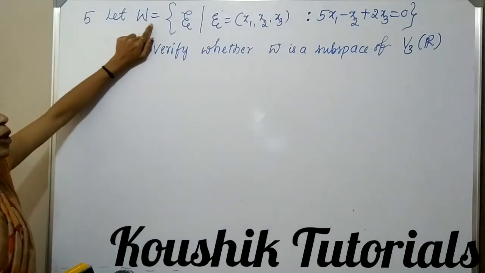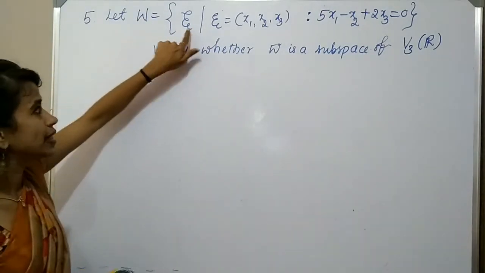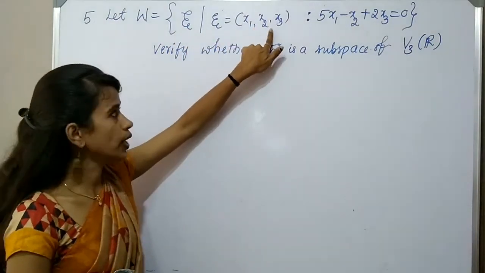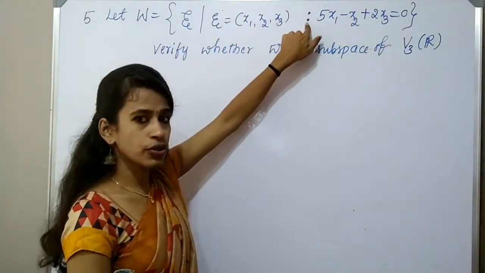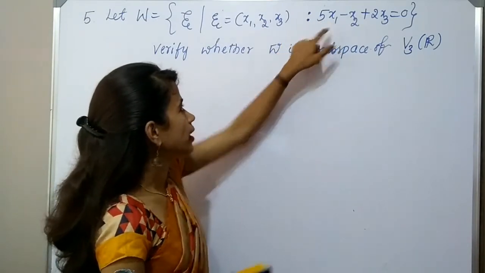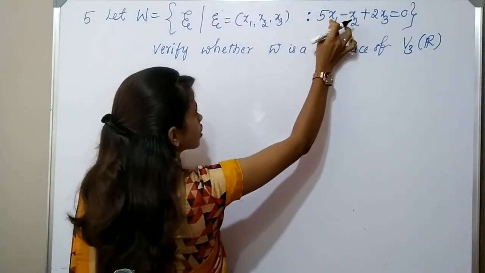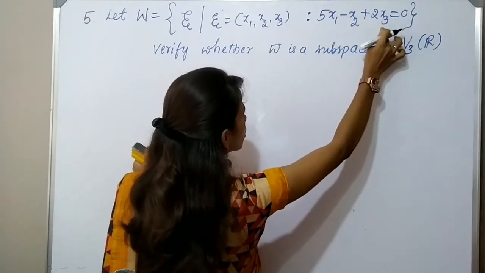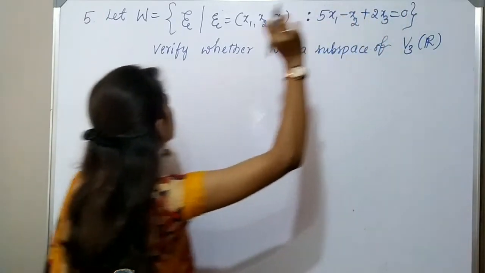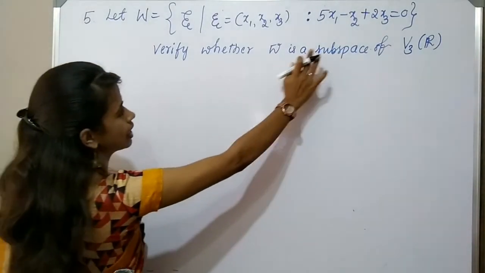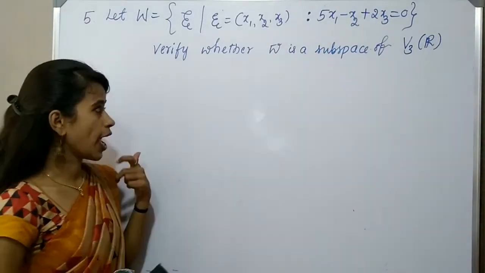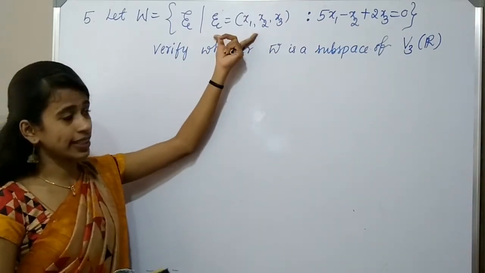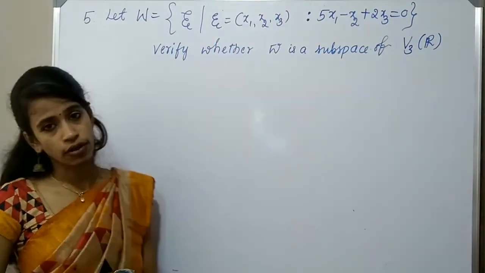Solution: let W be the set of all ξ such that ξ = (x1, x2, x3), where the colon means "such that", 5x1, that is 5 times the first coordinate, minus the second coordinate, plus 2 times the third coordinate equals 0. Verify whether W is a subspace of V3(R). We have to verify whether the given set is a subspace of V3(R).